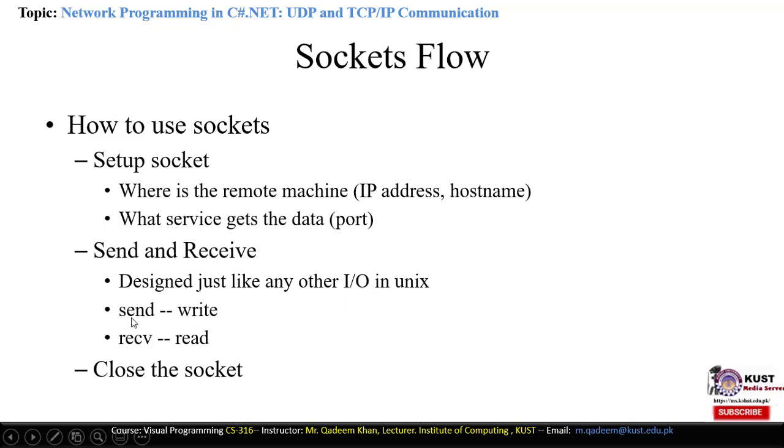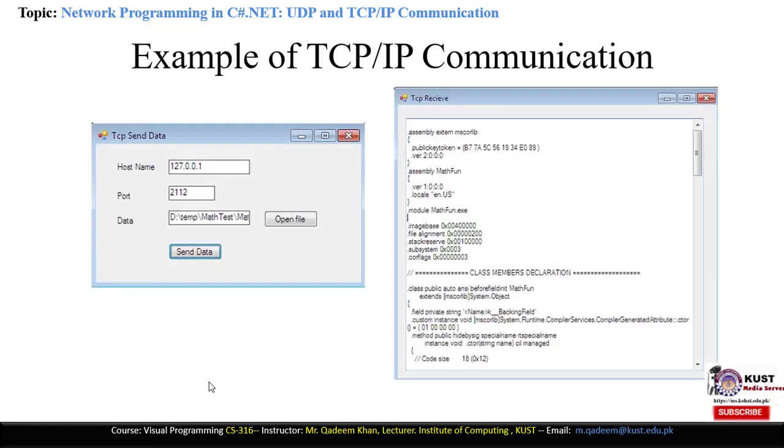So the send function or the write function will be used here, while at the other end point, the receive or read functions can be used. And then at the end we will close the sockets. Closing the sockets means that we release the network resources. Now this will be the output. This is the sender and this is the receiver.